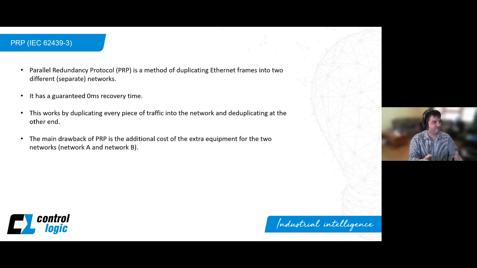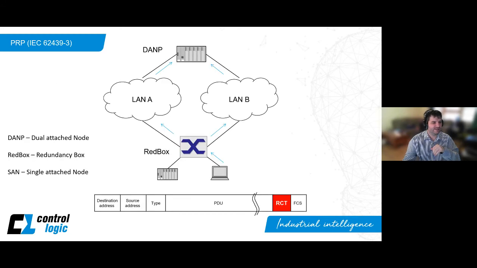The downside of that is obviously you have to spend more money to put 2 of everything in. But if the application calls for never losing any data under any circumstances, then duplicating it is one methodology to get there. It looks a little bit like this.